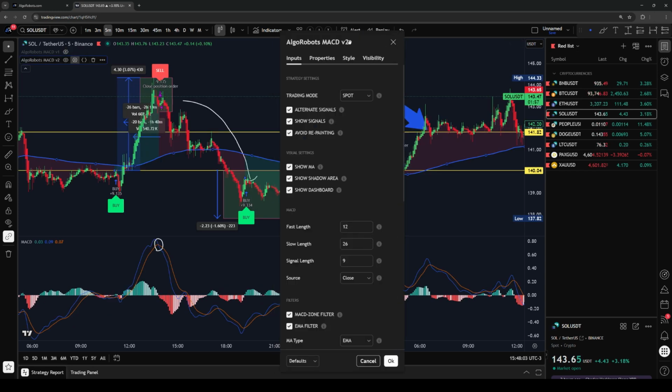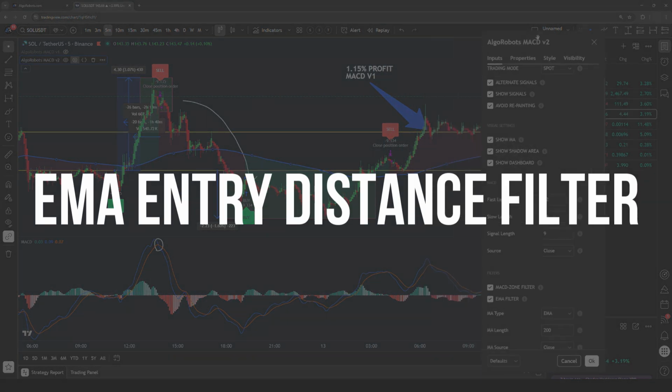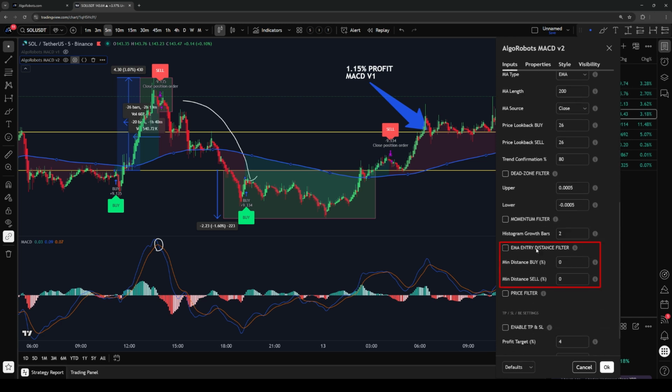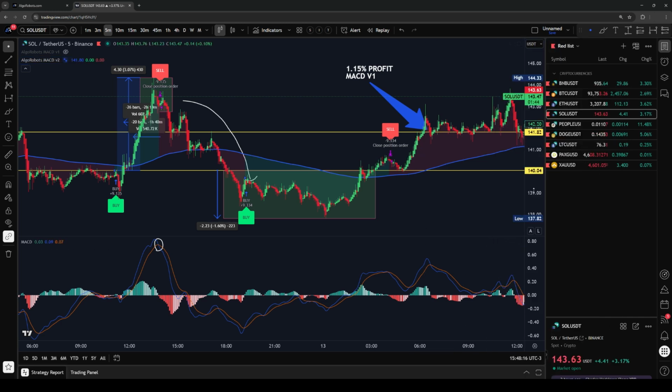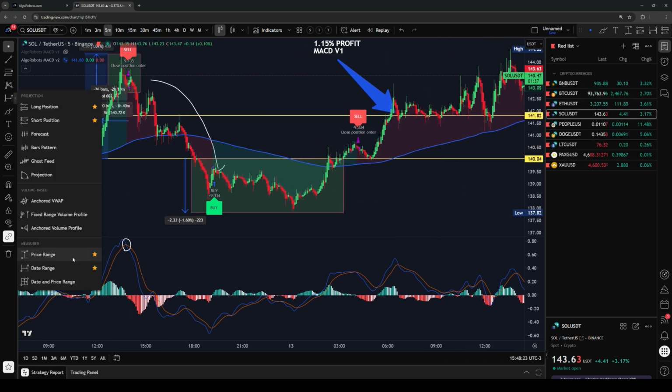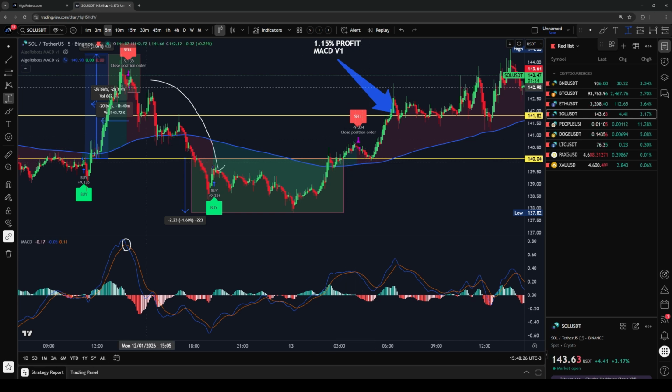Now, let's introduce a new filter called the EMA Distance Filter. This filter requires a minimum distance between price and the EMA before executing a signal, preventing entries when price is too close to the EMA. It can be configured independently for buy and sell signals.